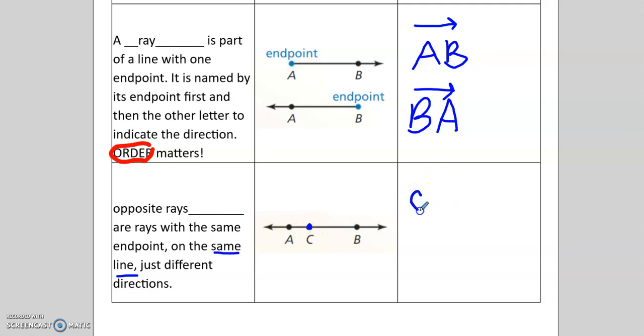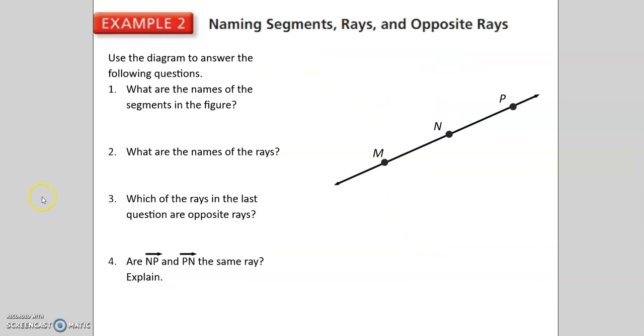Okay, C, I can go from C to B, that would be a ray, right? And let's color code this, C to B, all the way through B, or I can start at C and go through A. Okay, that's also a ray. Opposite rays, they're on the same line. They just go in different directions with the same endpoint. That's all they are. Okay, and then we're going to practice this really quickly here.